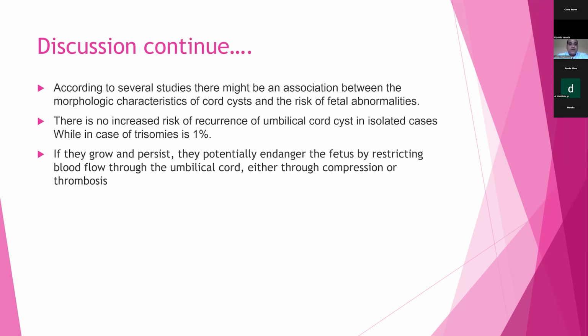According to several studies, there might be an association between the morphologic characteristics of the cord cyst and the risk of fetal abnormalities. There is no increased risk of recurrence of umbilical cord cyst in isolated cases, while in cases of trisomies, the recurrence is about 1%. If they grow and persist, they potentially endanger the fetus by restricting blood flow through the umbilical cord, either through compression or thrombosis. And I think this is what happened in our case, where she was complicated with fetal distress during labor due to compression of the blood vessels.